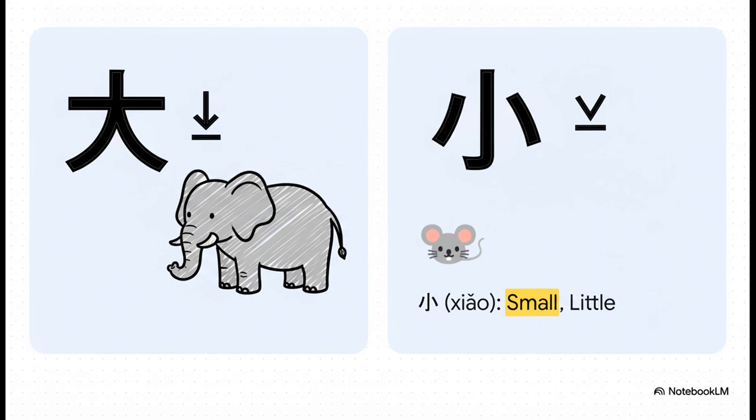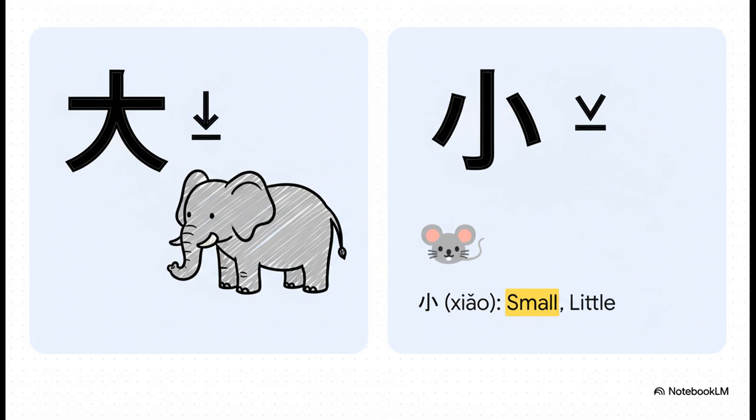On the screen, you see our two main characters for the day. First up, we have da. The pronunciation is da. Now, really pay attention to the tone here. It's the fourth tone, which is a sharp, falling sound. Think of it like a quick, decisive command. Da. It goes straight down.